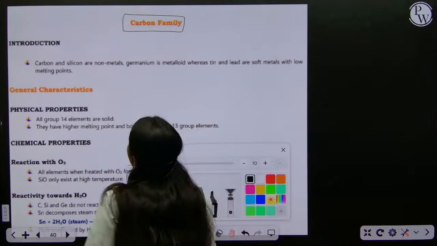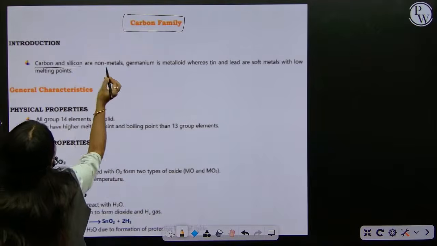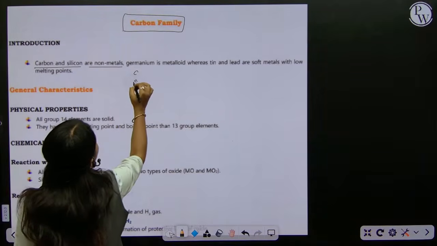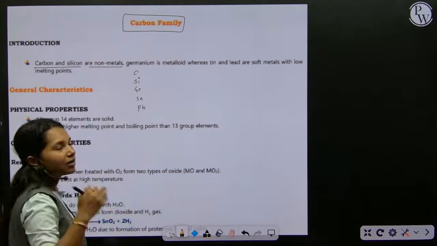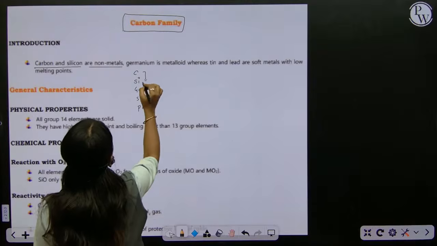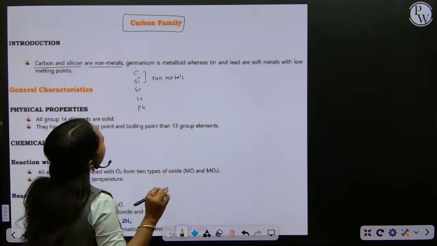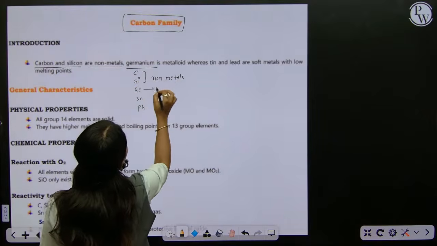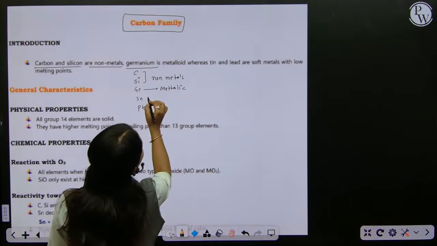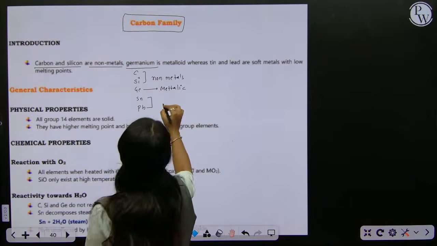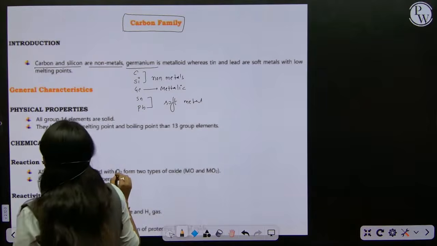Okay, so we will start with the carbon family. Carbon, silicon, germanium, tin and lead. Carbon and silicon are non-metals. Germanium is metallic, and tin and lead are soft metals. What are the characteristics?